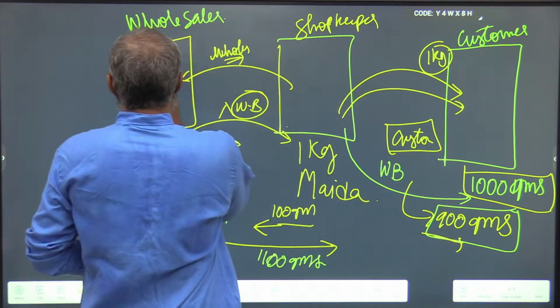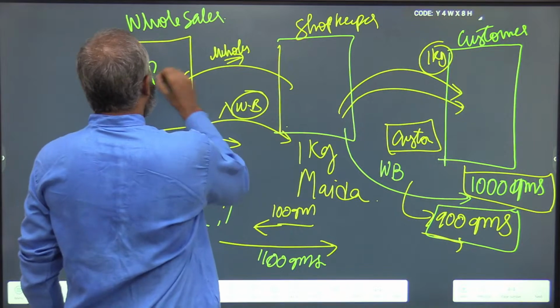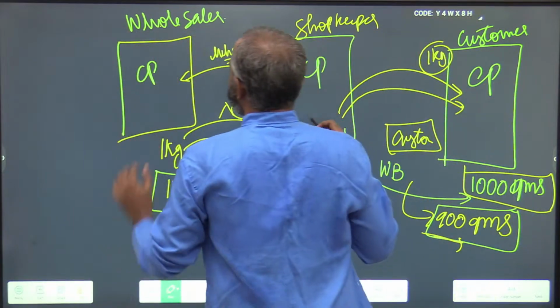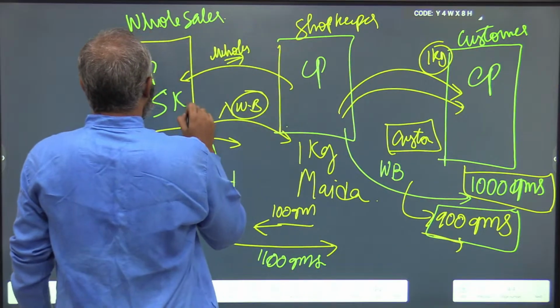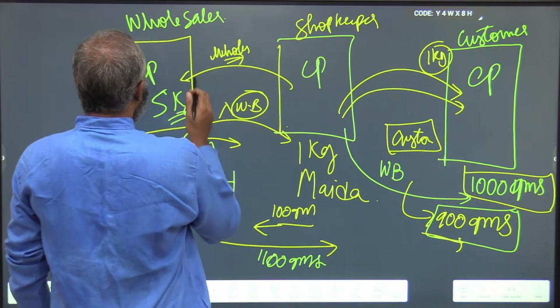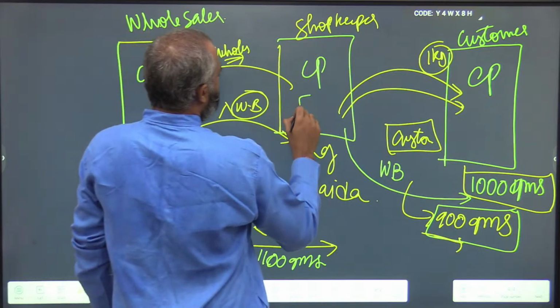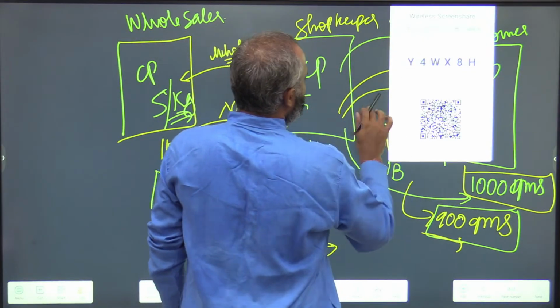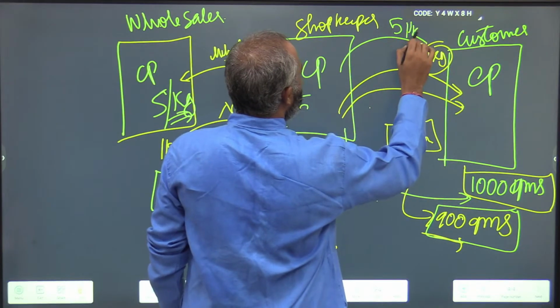Suppose the cost price in these three equations, suppose he buys at 5 rupees per kg. The shopkeeper also sells to the customer at 5 rupees per kg.